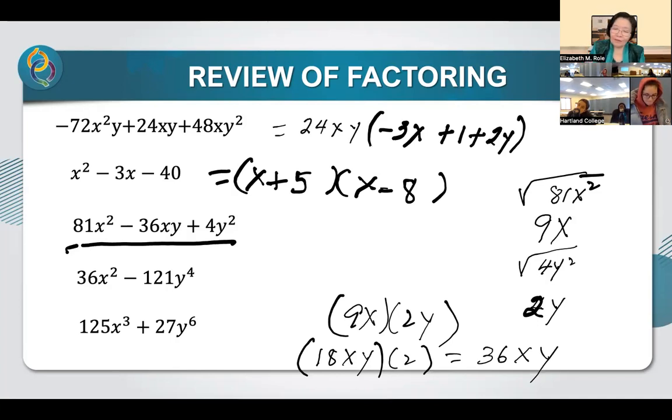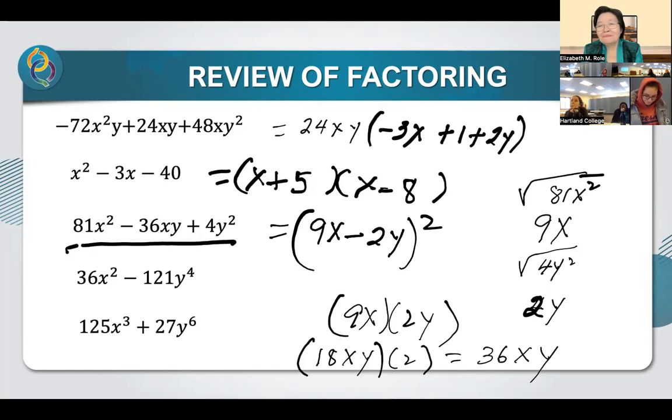And what will be our factors? Just extract the root of the first, extract the root of the second, follow the sign of the middle term, and we square. Remember?